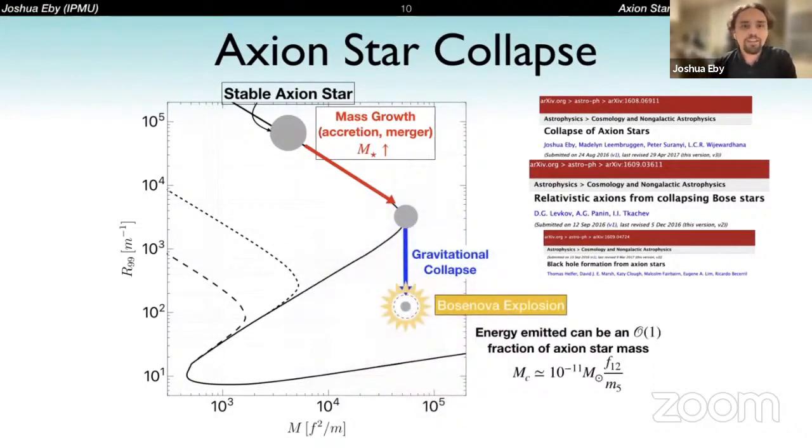So if you'll excuse my explosive slide transition, this is what is sometimes called a Bosenova. And in this explosion, a large fraction of the mass of the axion star can be emitted in relativistic particles. And because the critical mass of the axion star is proportional to F, this means that the bigger the F, the larger the explosion. So this is actually potentially a handle on larger F axions.